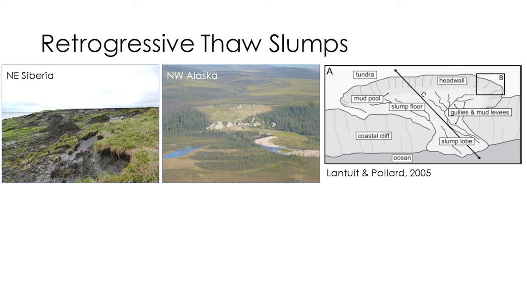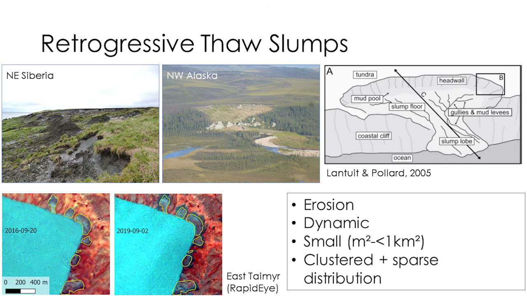Here you see 2 examples of retrogressive thaw slumps, one in northeastern Siberia and one in Alaska, the Selawik slump. Here on the top right, you see a schematic of how they look. They typically have a head wall and a slump floor, and they progress gradually over time. Here on the bottom left, we see an example from the Taimyr Peninsula in Siberia of progressing retrogressive thaw slumps from 2016 to 2019. And we see that the erosion feature is expanding inland from the lake towards the land.